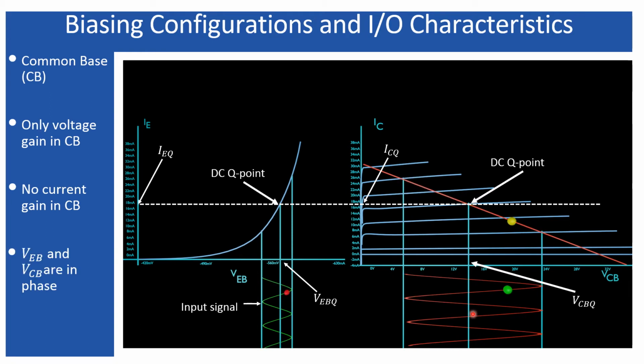And the last thing is that the input voltage and output voltage are both in phase. That means when the input voltage is increasing, so does the output voltage. So both the input voltage and output voltage are in phase in the case of common base configuration.